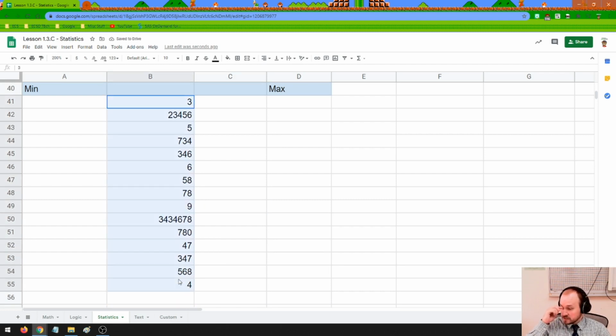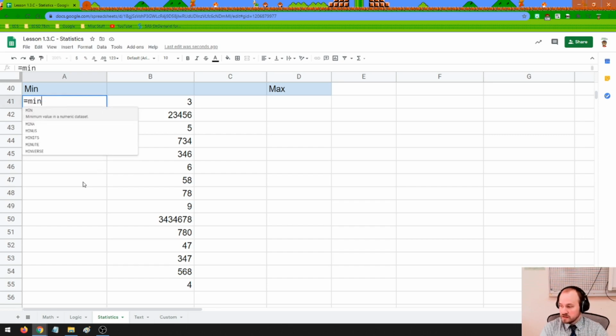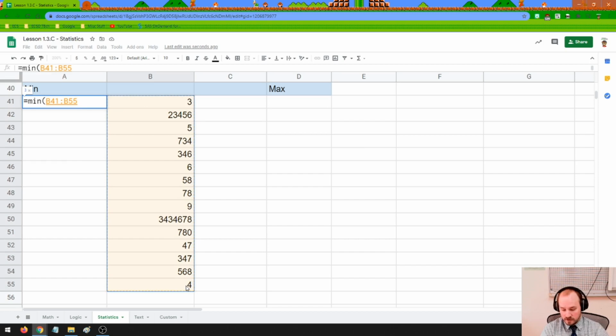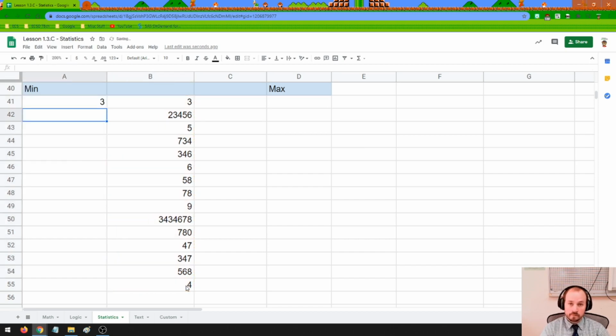So we have this crazy amount of data, and you could probably figure out what the min and the max, or the smallest and the largest ones are in this data set. But what we're going to do is play around with it and have it find that information for us. And it's pretty easy to do. We say equals MIN, parentheses, we choose our row of data, and we close it. Boom. 3 was the smallest number in this group.